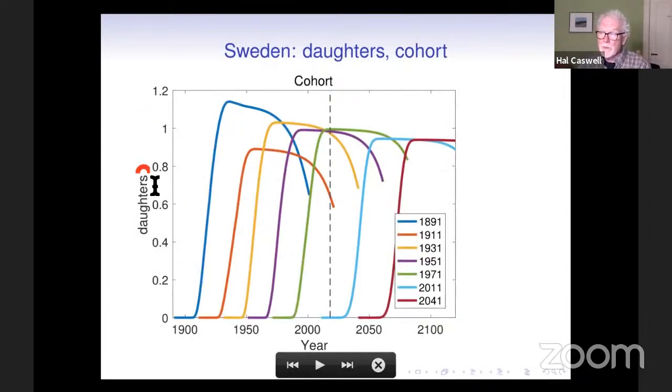Here's the cohort pattern. These are the 1891 cohort of Focal, who started reproducing about 20 years later, produced a lot of daughters, and then began to die off. Later cohorts begin reproducing at about the same age, increase, and then those daughters live for a very long time.